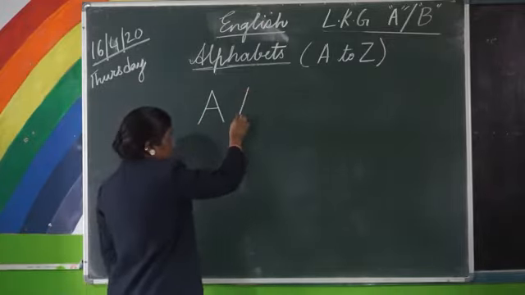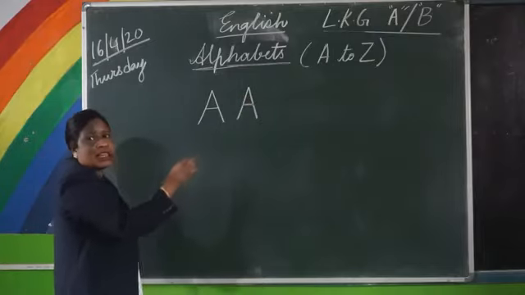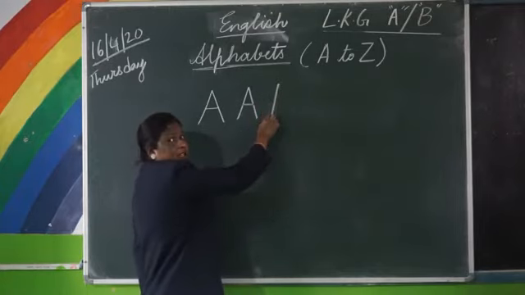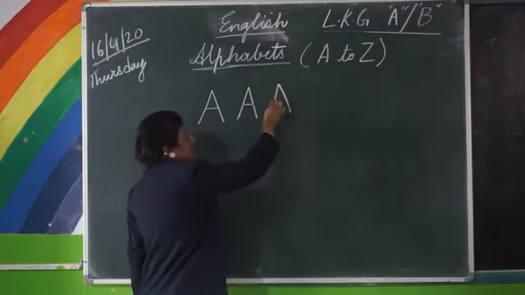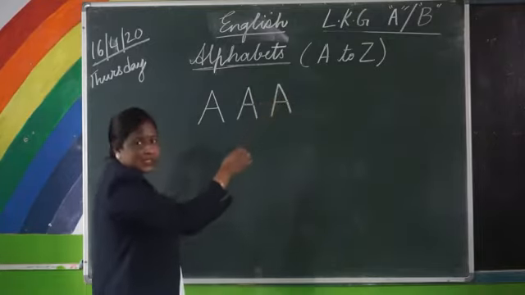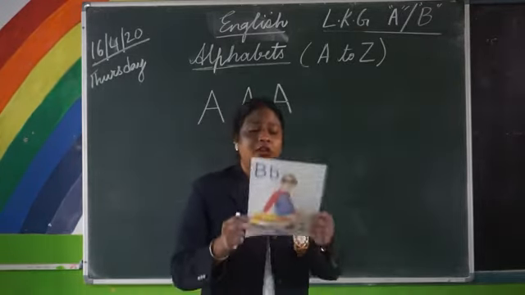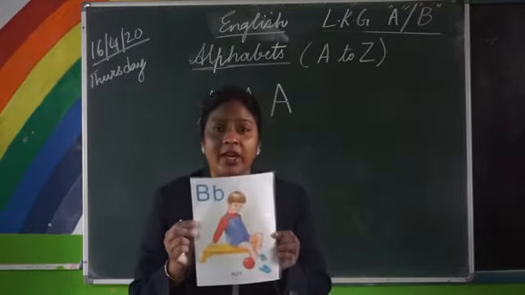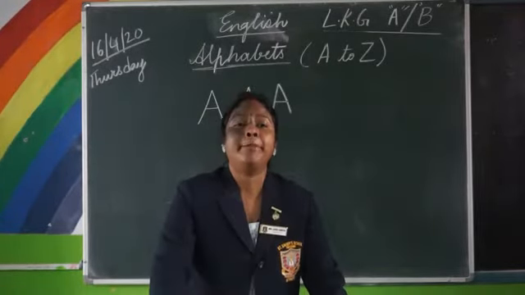A slanting line, another slanting line, and a sleeping line makes letter A. B for boy. Now we are going to write letter B.